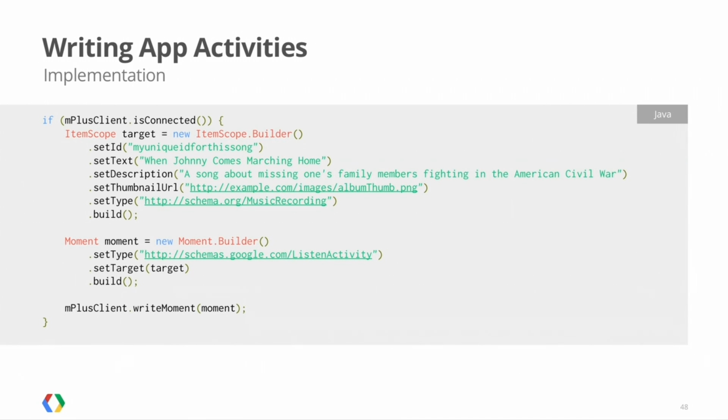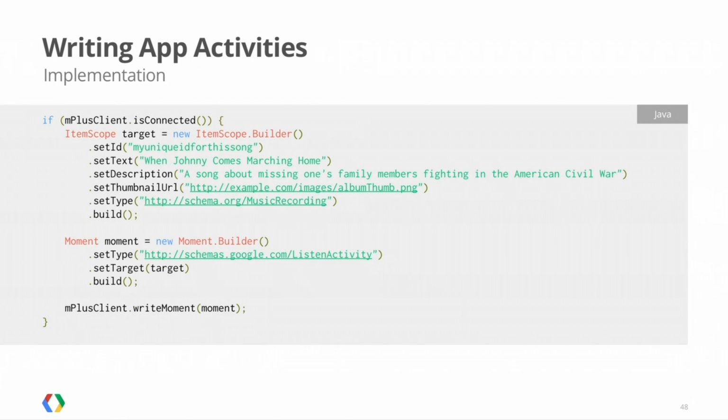So we specify the content using this item scope. And item scope is a really wide interface because it's meant to support any type of content that your app might write. But the important bits here are the ID. That's going to be a deep link ID, just like we had in the interactive post case. It's going to have some meaning to your app. And then the type. In our case, the type is music recording. So we're listening to a song. Then given that type, we'll set some metadata here. We'll set the title and the description and the thumbnail so that Google knows how to render this thing.